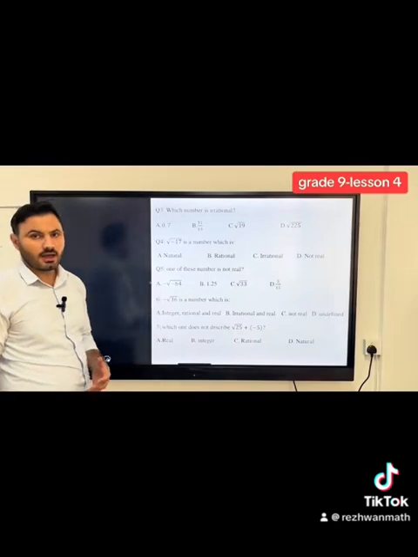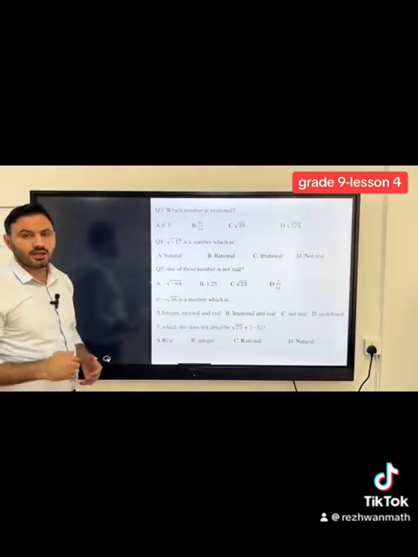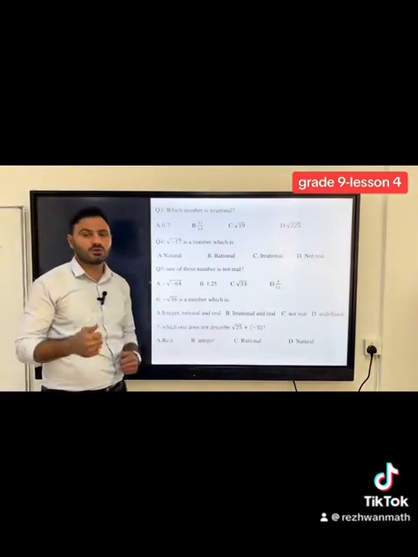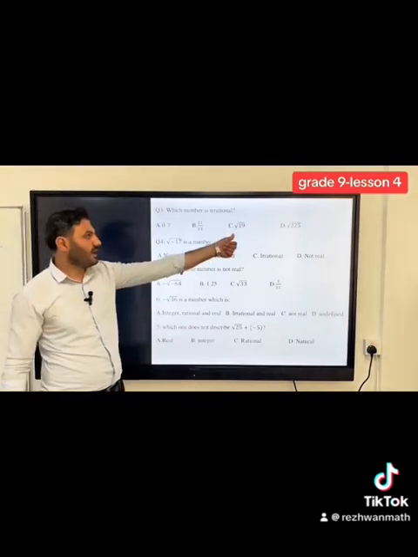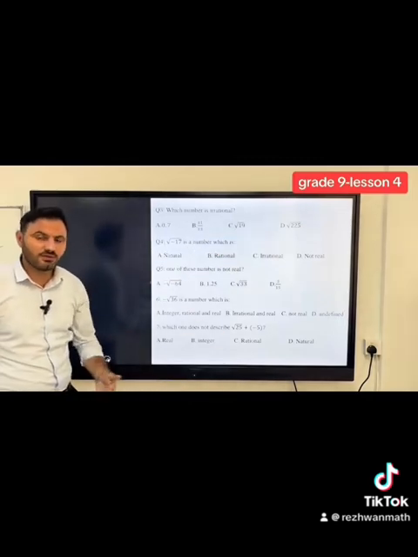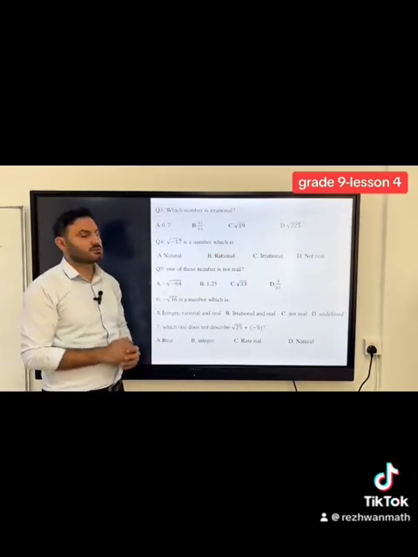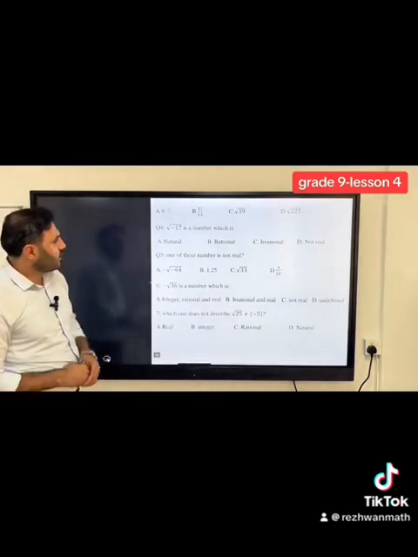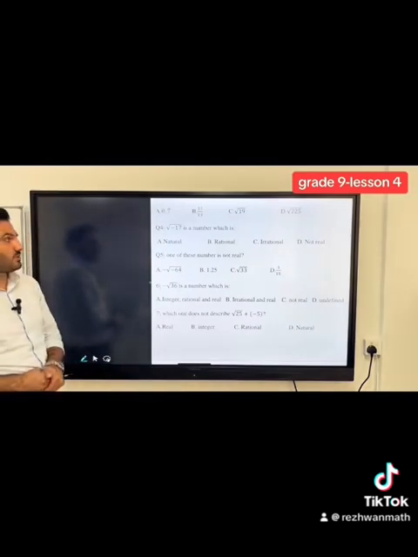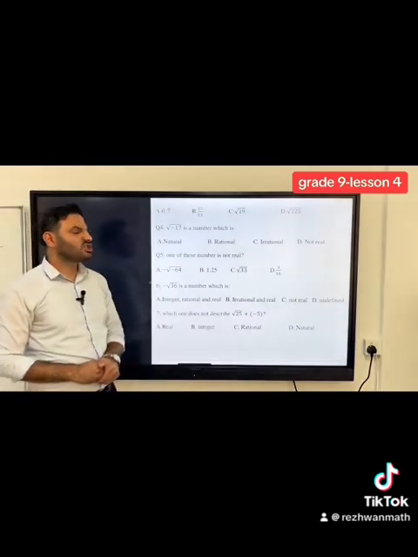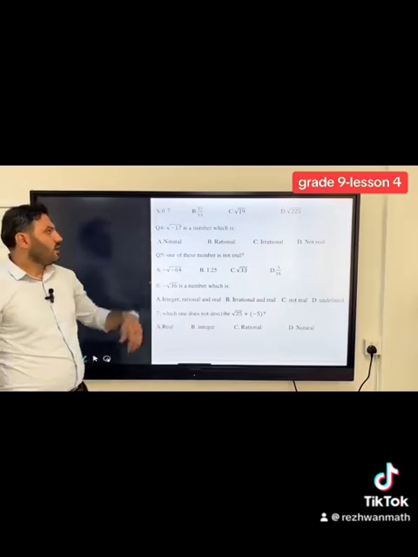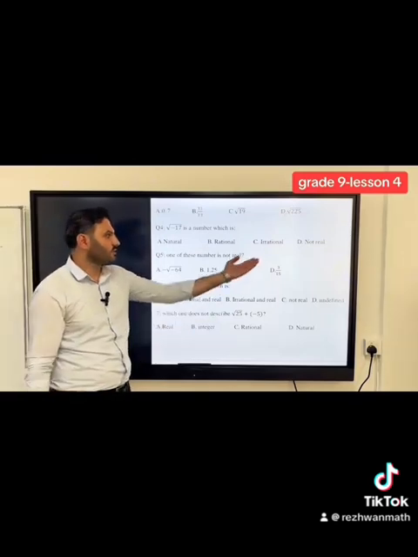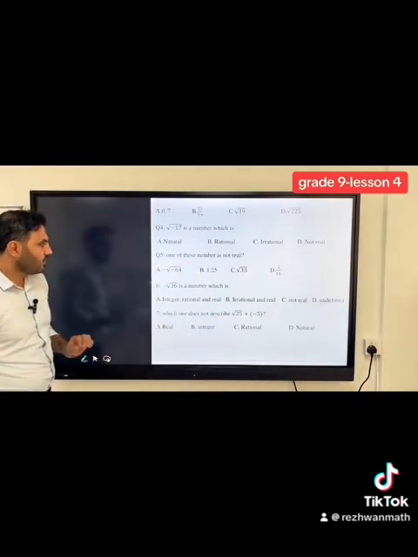As we said, an irrational number is the square root of a non-perfect square. Directly, if you look at 19, 19 is not a perfect square, so the square root of 19 is an irrational number. Question 4. Negative square root 7 is a number which is. Now we said if we have a negative number inside the square root, it's not real. So directly D is the right answer.